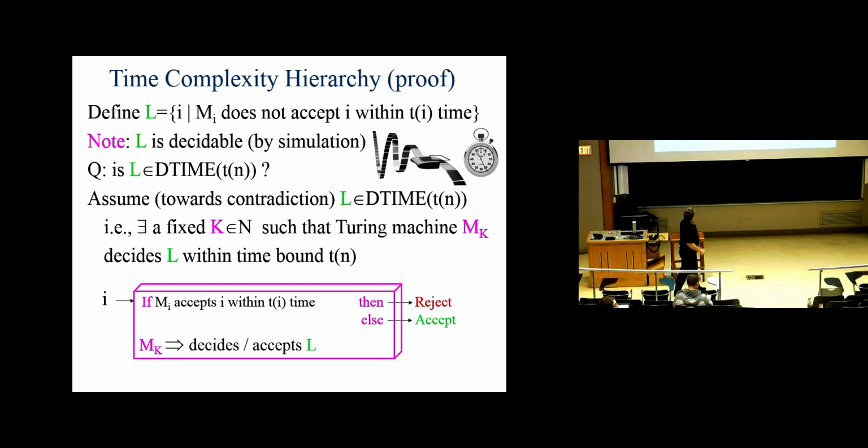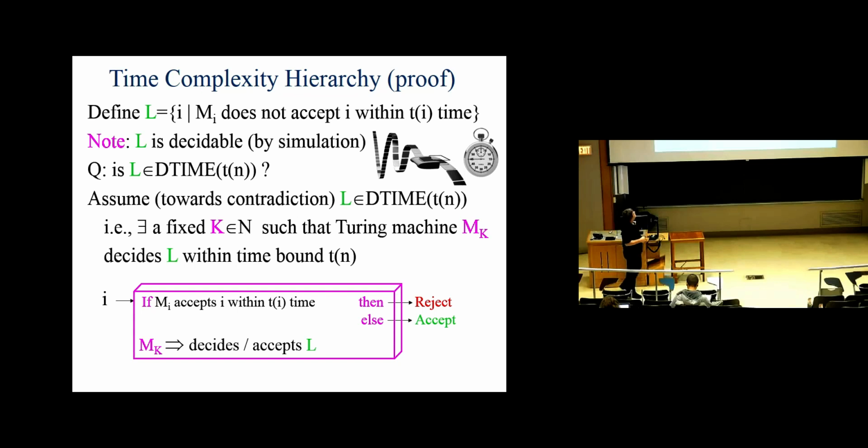Yeah, good. So i comes in the door, and basically you now, M sub k, you're the decider for language L. See if M sub i accepts i within t of i steps, and if it does accept it, then you reject. If it doesn't accept it, then you accept. In other words, M sub k does the opposite of what M sub i does on the string i. Okay. So that's the definition of what M sub k does.